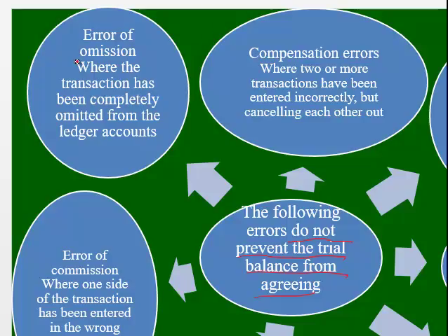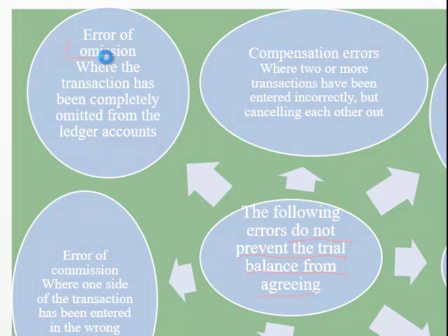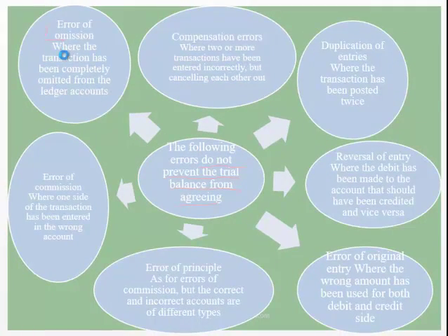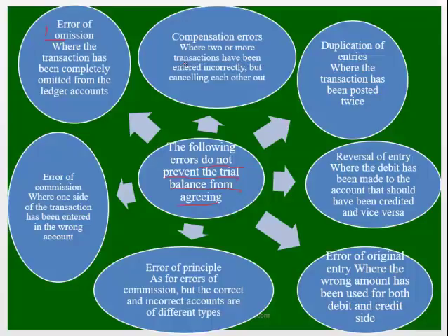The first one is error of omission. Number one, error of omission. The error of omission is where a transaction has been completely omitted from the ledger account. That is, the item did not even enter into any ledger at all.